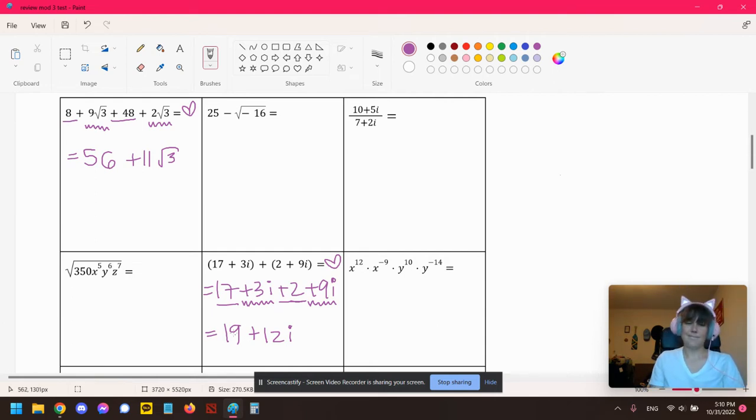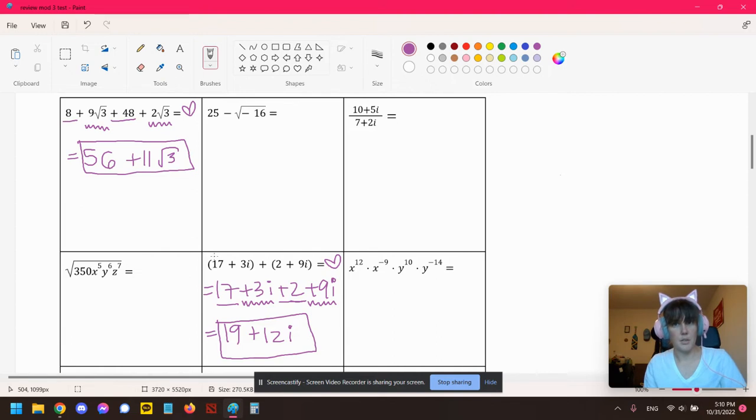Can we go any further? Not really, right? One of our terms is a number, and one of our terms has an i in it, so we're just done. Over here, same thing. One of our terms is just a number, and one of our terms has a square root of 3. So we are finished.